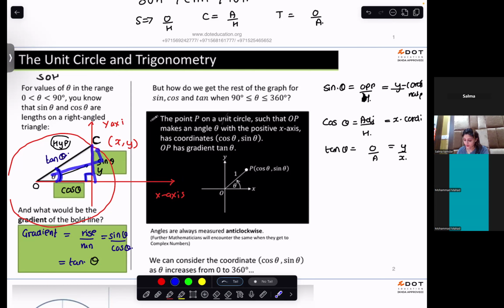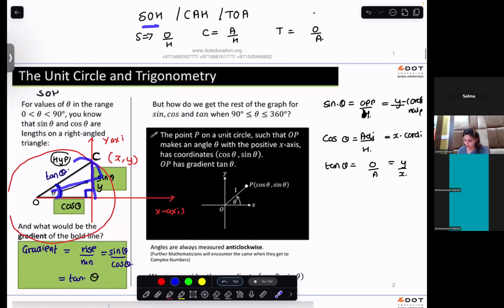Sine theta is opposite over the hypotenuse. It's just going to remain opposite because my hypotenuse is 1. So the opposite, this is the sine theta. Which axis is this on? Y-axis. Cos theta, adjacent over the hypotenuse. So this is on which axis? X-axis. So cos theta would be the x coordinate and sine theta would be the y coordinate.